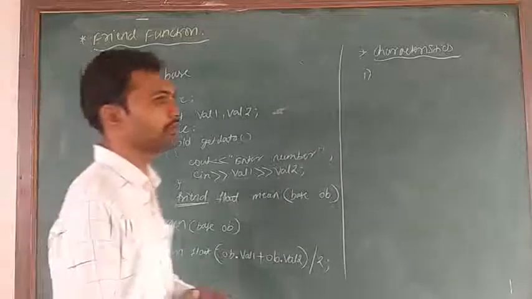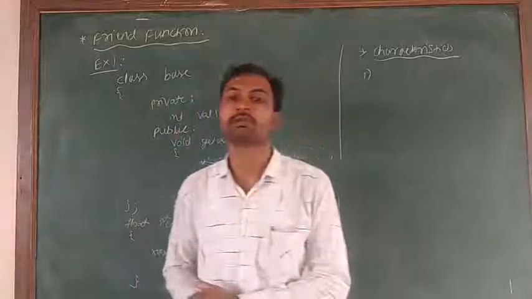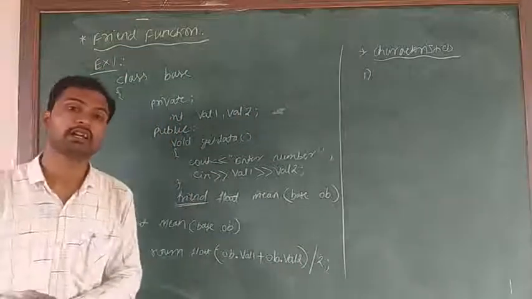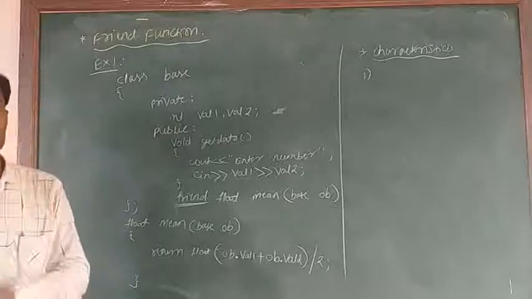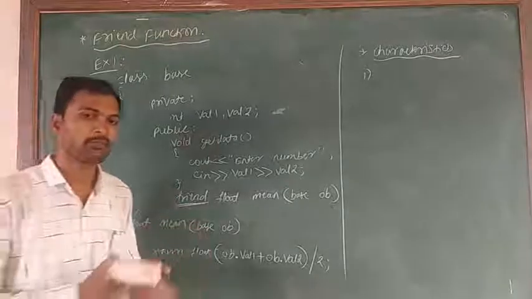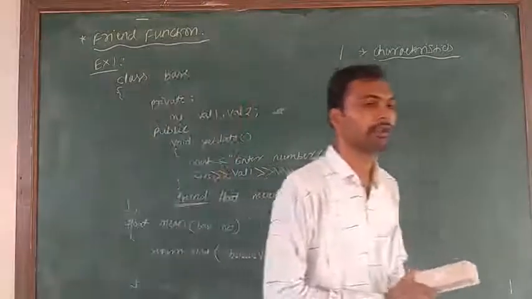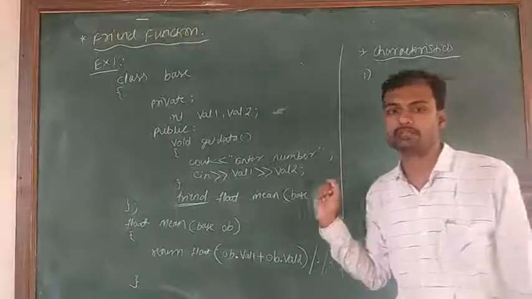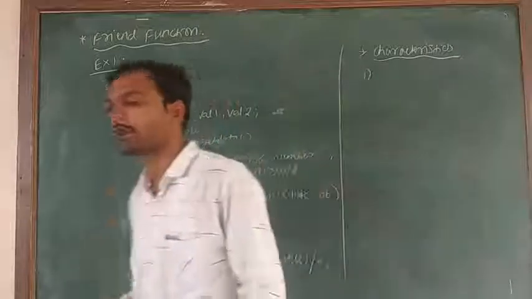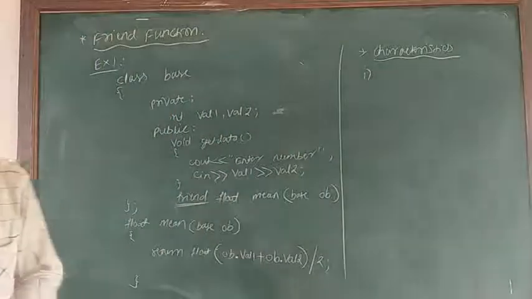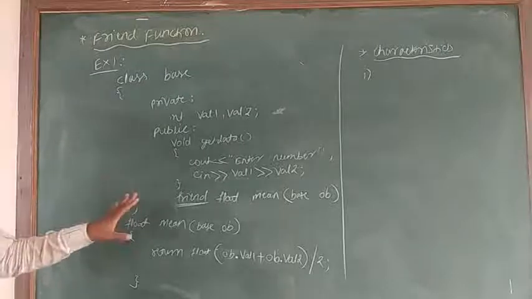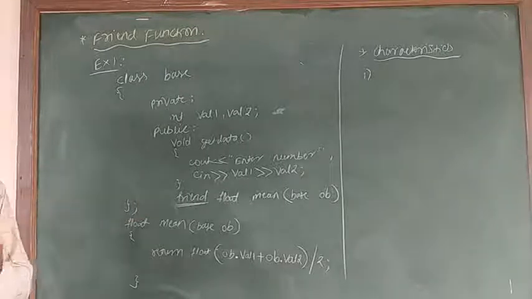Fourth is that there are external non-member functions. Friend functions are external non-member functions, and they have special privileges. A friend function is an external non-member function with the special privilege to access private and protected data members outside the class.